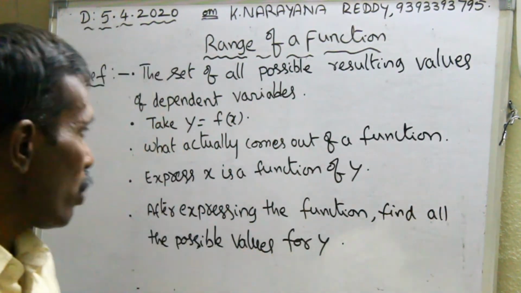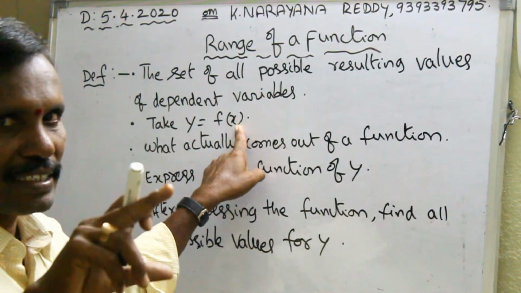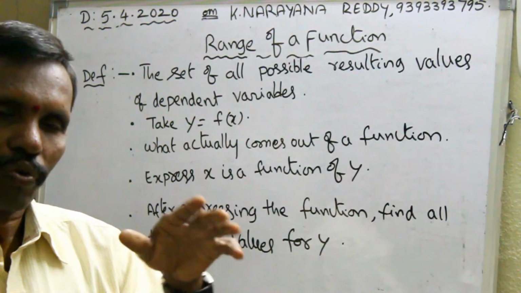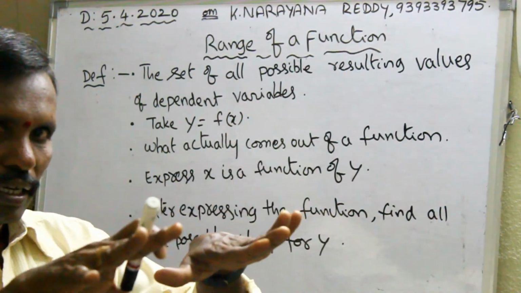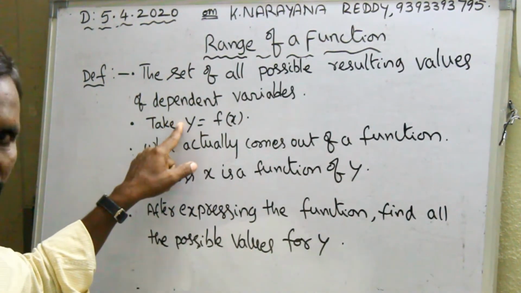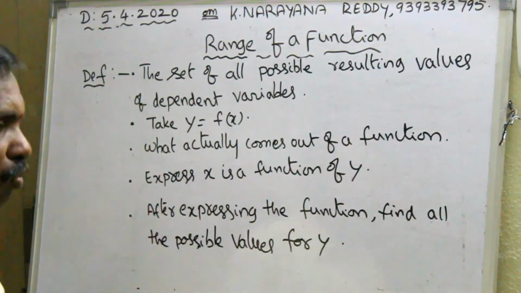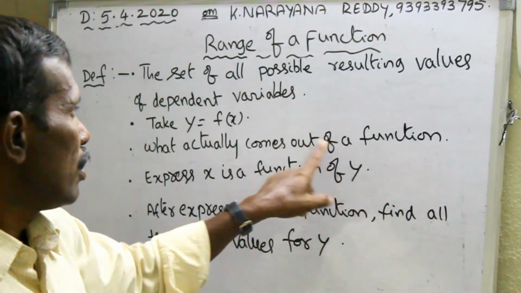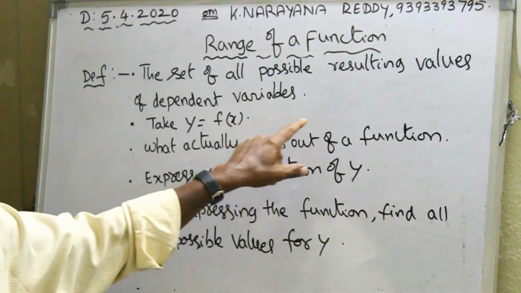Okay? But here you are taking y is equal to f of x. That is the difference between domain and range. So y is equal to x square plus 2 or root of x square minus 2, or x square by x square minus 2 by x square plus 3, whatever it is. That is a function. That function equals y. That is the next step. Third one, what actually comes out of a function? Resulting function. That's all. Comes out, result. This is the output.